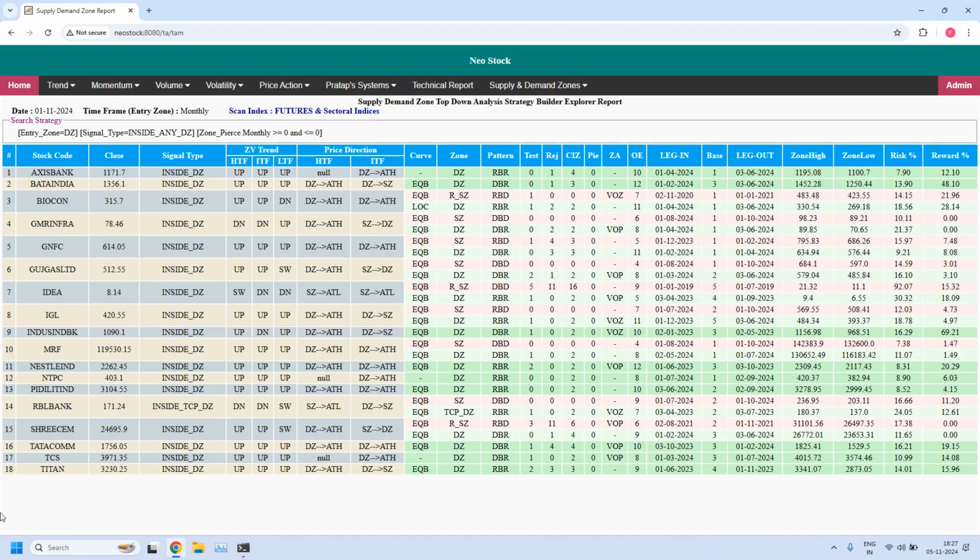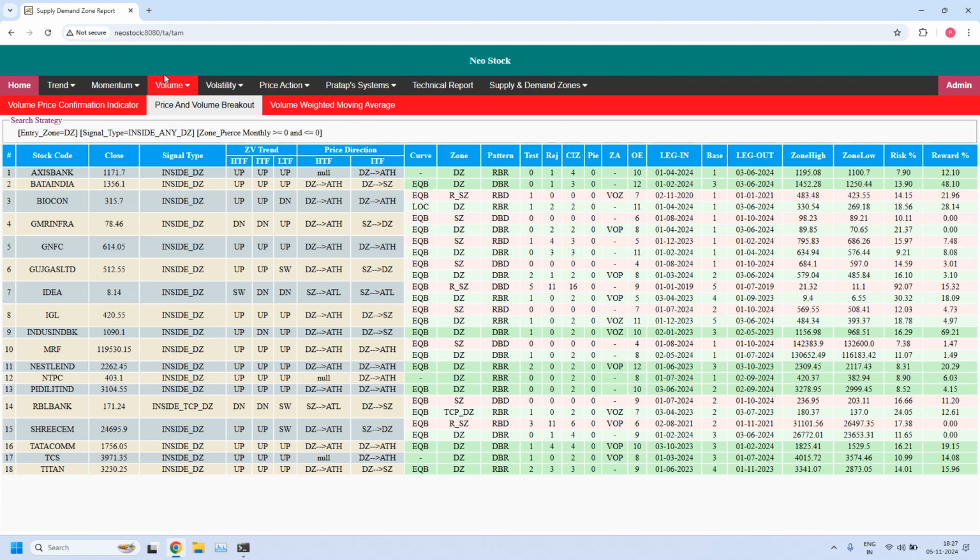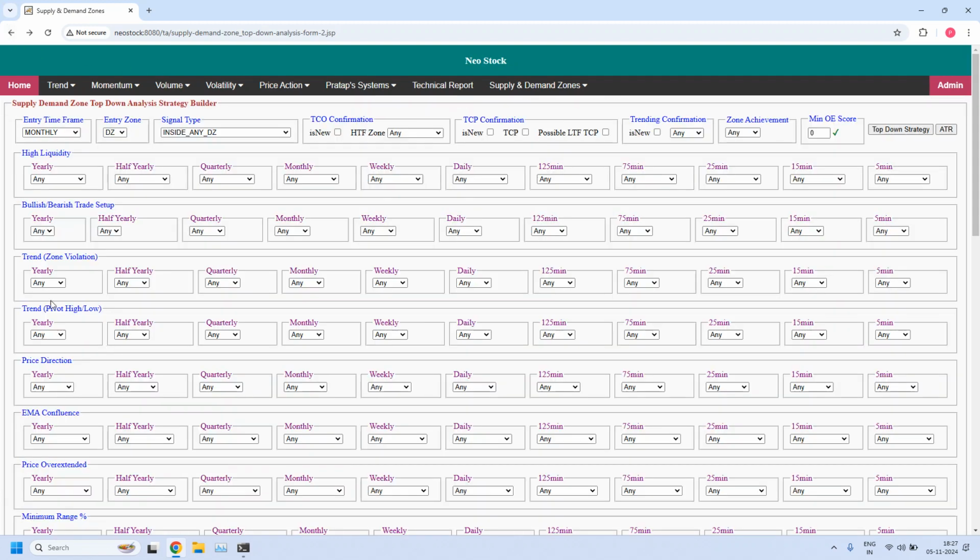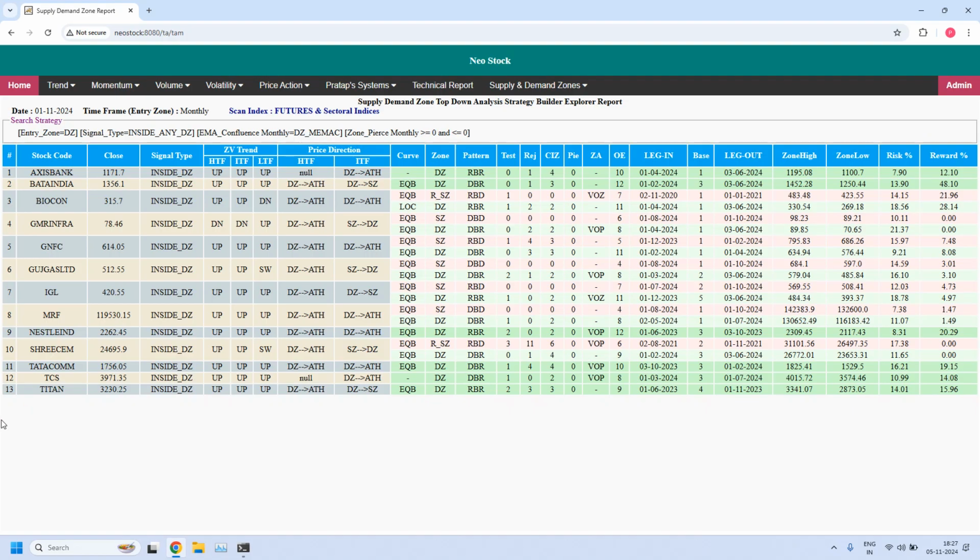These 18 monthly demand zones are not pierced. In these 18 monthly zones, how many are having, currently price closed in these monthly zones? In these 18, how many are having monthly EMA Confluence? So monthly demand zone, the monthly time frame, monthly demand zone having monthly EMA Confluence. In those 18, 13 stocks are having monthly EMA Confluence.